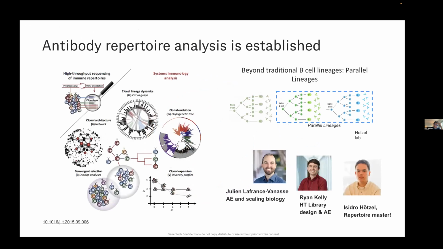Genentech is also a place where there's substantial internal data sets, and a lot of effort is aimed at exploring these repertoires and building data sets, which from our perspective are just dreams come true for machine learning. And so I just want to thank a few of our collaborators.